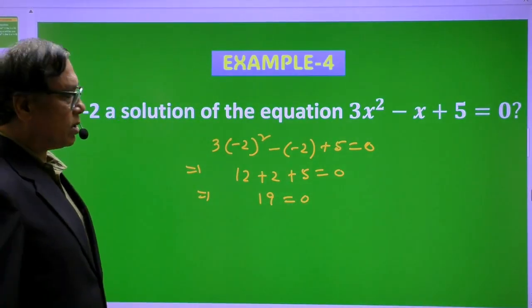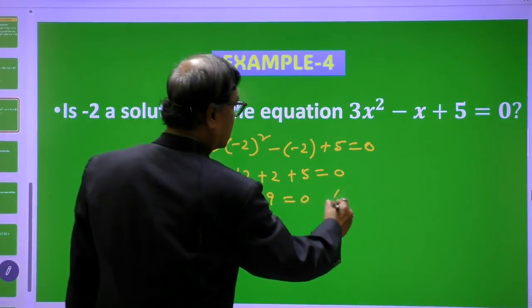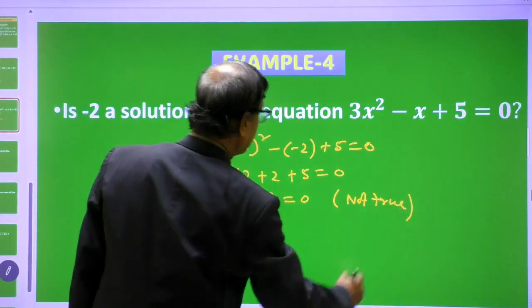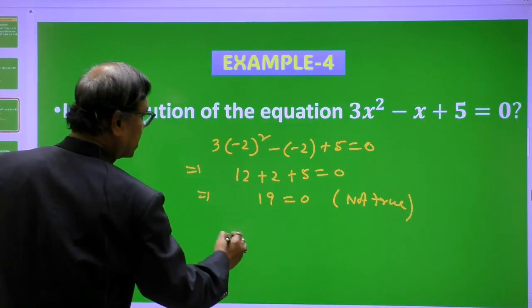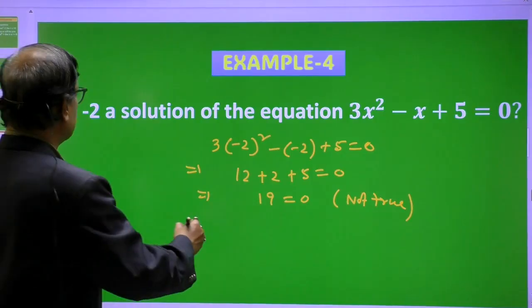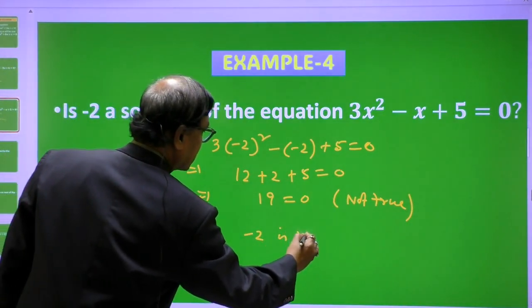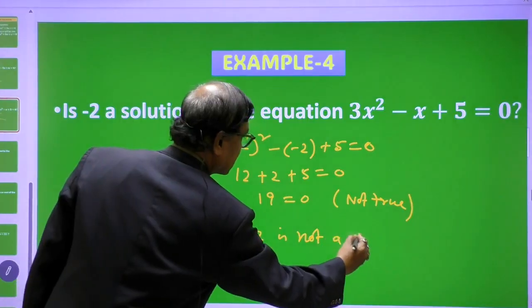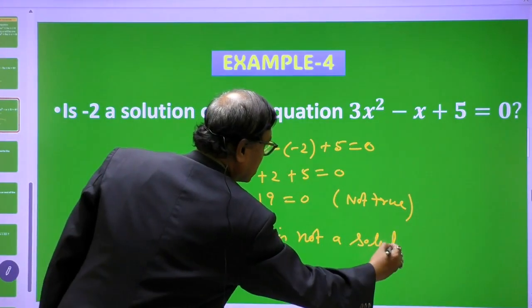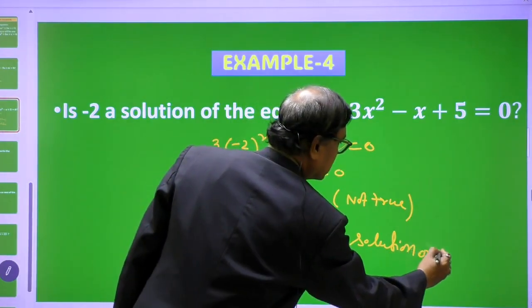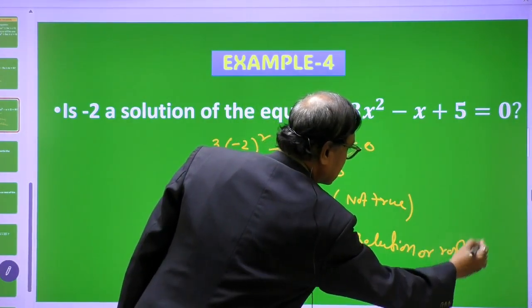Is it true? Obviously not. Not true means not a solution. So minus 2 is not a solution or root of the given equation.